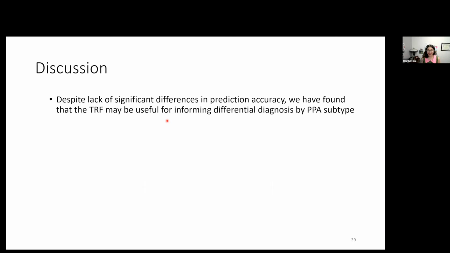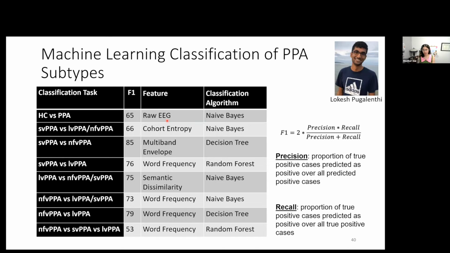All right. Now, despite the lack of significant differences in prediction accuracy, we have used these TRFs for a different kind of approach to examining differences across groups. And so we think that the TRF may be useful for informing differential diagnosis by PPA subtype. In this case, we're doing machine learning classification using the temporal response function itself.